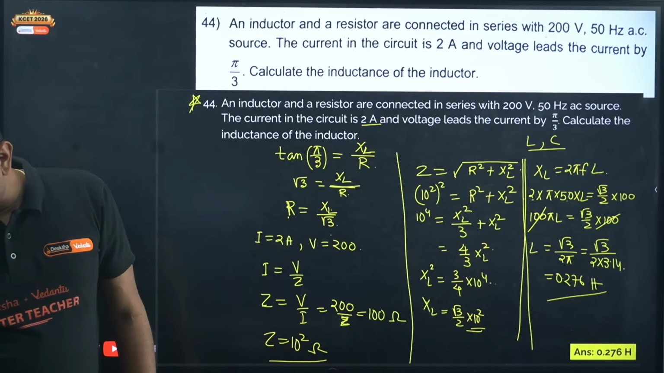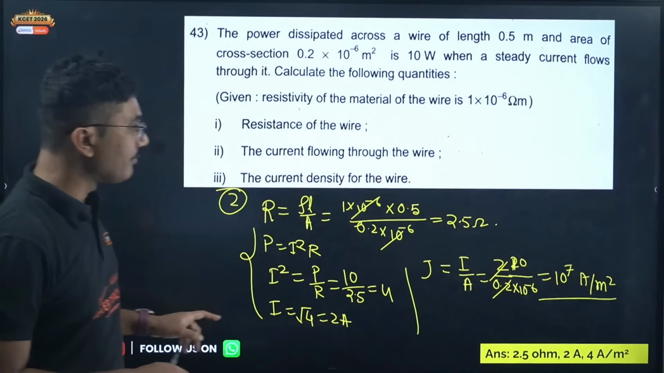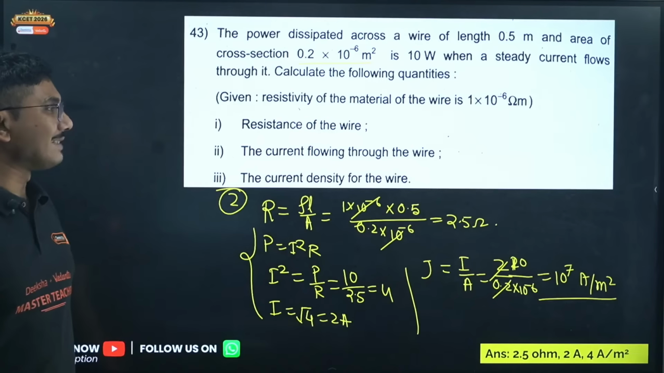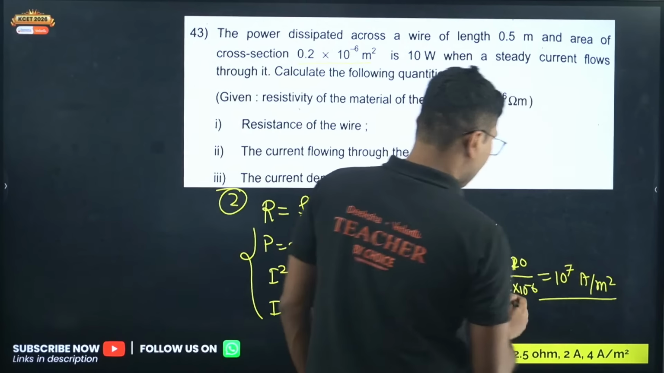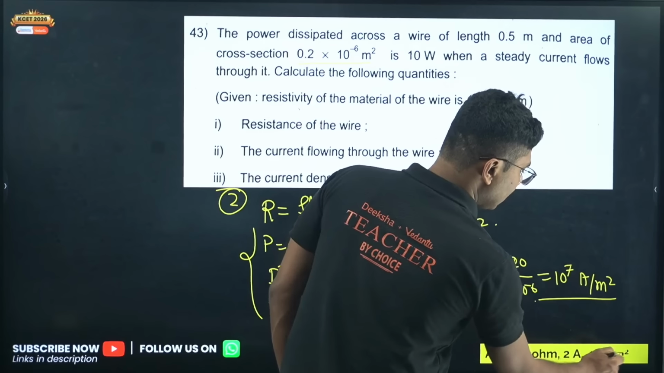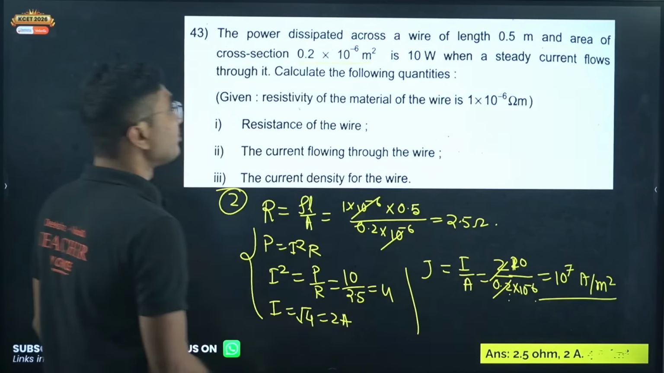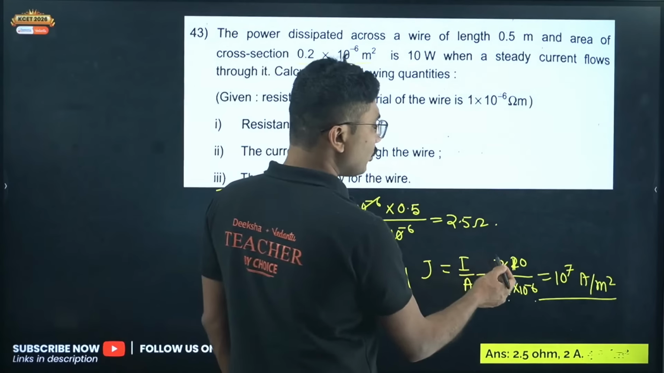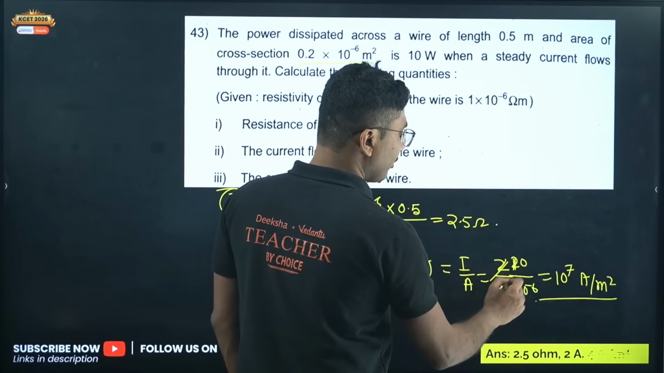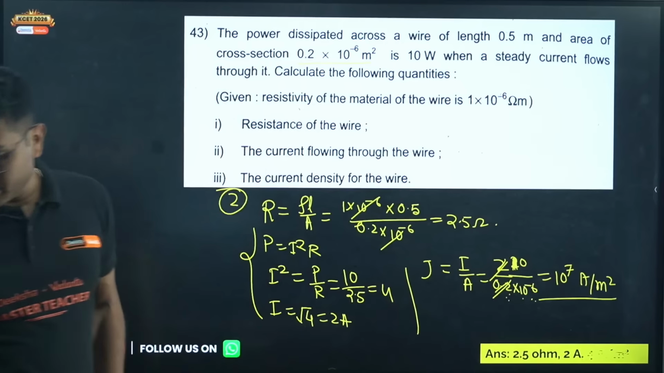Sir, current 2 ampere and 20 ampere per meter. No, Sheikh, not 20 ampere per meter. You have to divide it by area. Area of cross section is 0.2 into 10 to the power of minus 6. Ignore this one, this one is not correct. So it will be 2 divided by 0.2 into 10 to the power of minus 6. So 2 and 0.2 will be cancelled. You get 10 over here, 10 into 10 to the power of 6. It will be 10 to the power of 7 ampere per meter square.